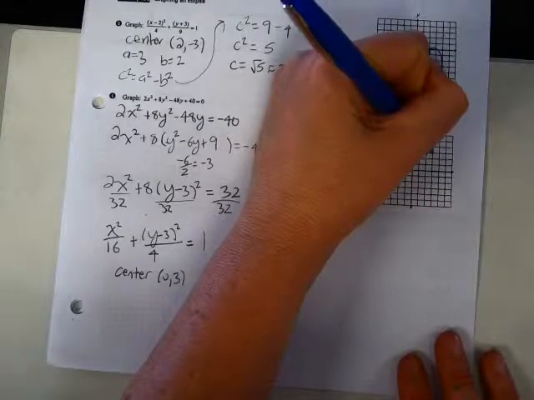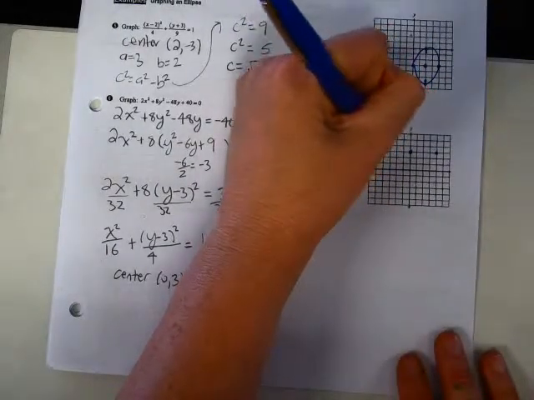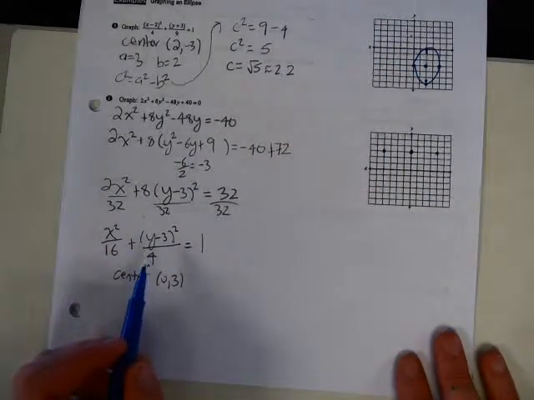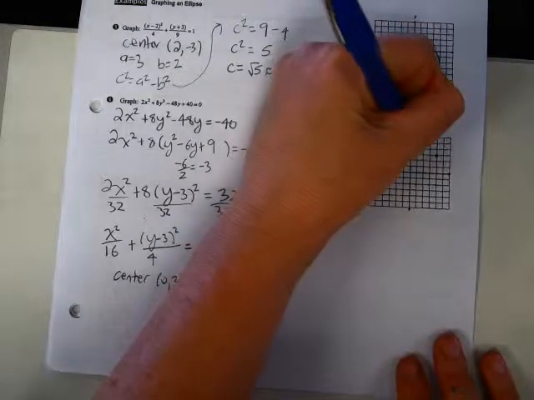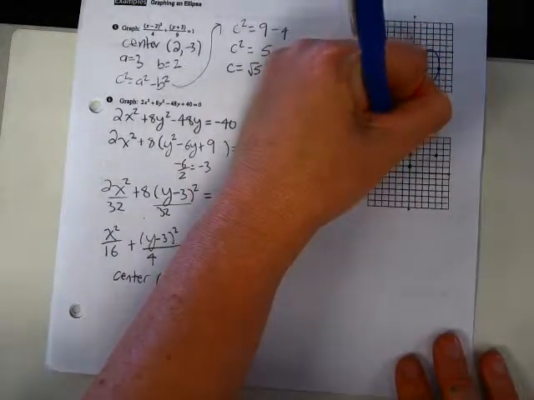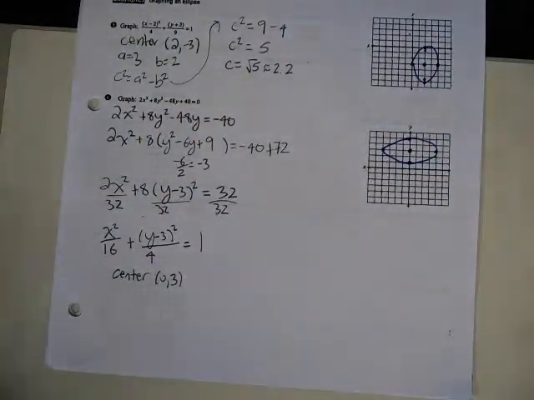1, 2, 3, 4. And 2 units, square root of 4, in the y direction. 1, 2. And now I can graph. And I still need my foci.